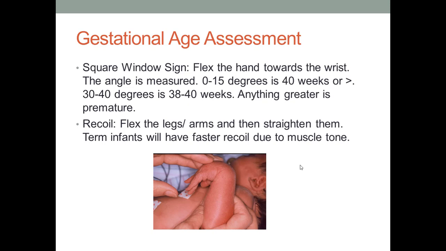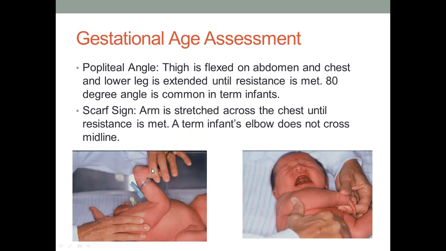The popliteal angle, I keep forgetting that. As you can see, the thigh is flexed back up to the belly and chest, and then the lower leg is extended up towards their face. So basically an 80-degree angle from the hip joint is common in a term baby.